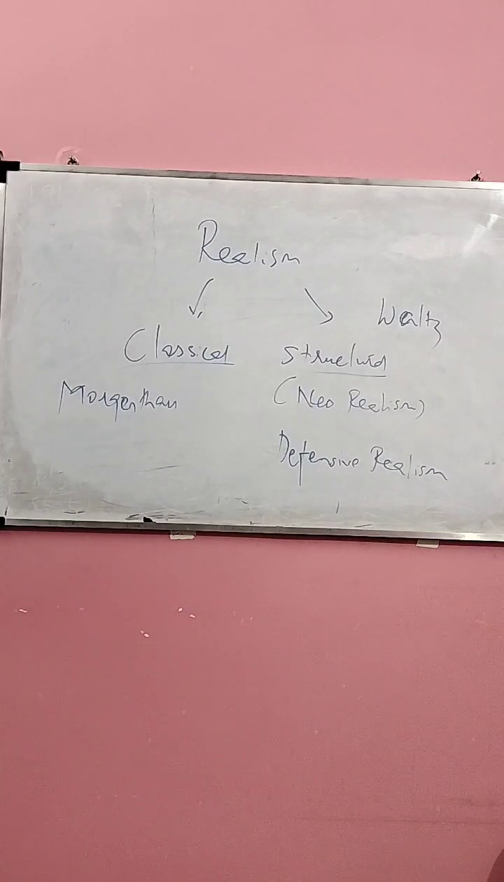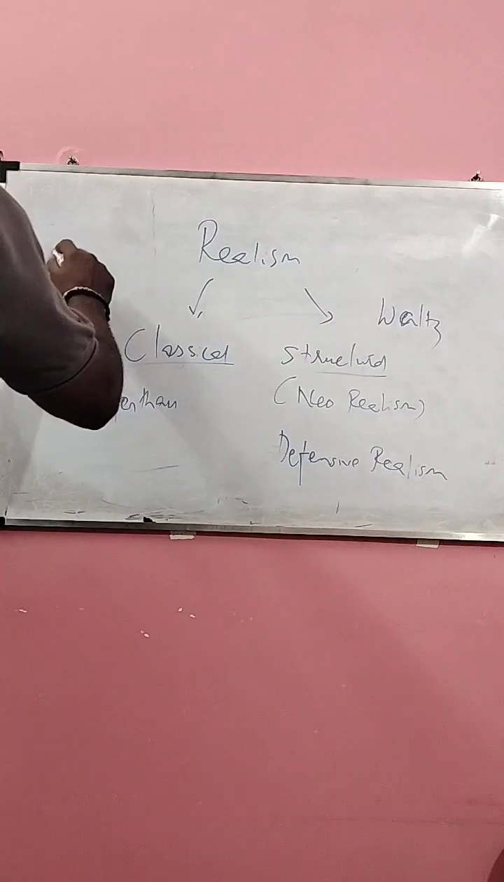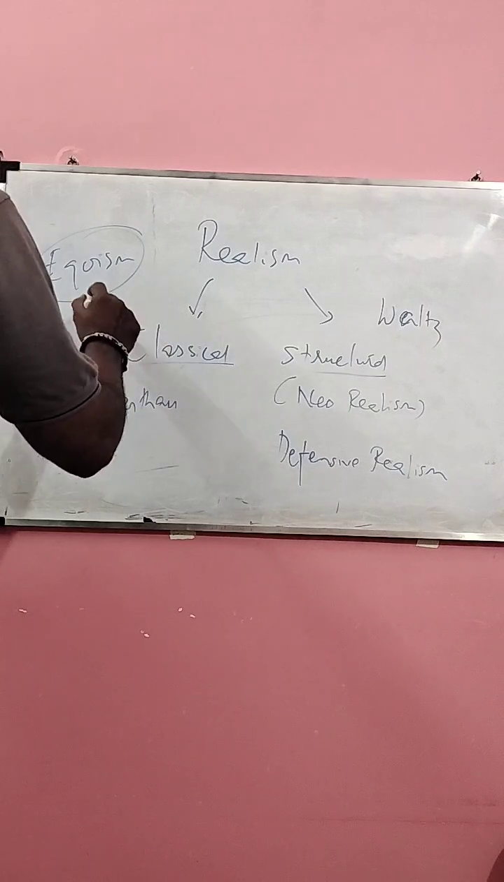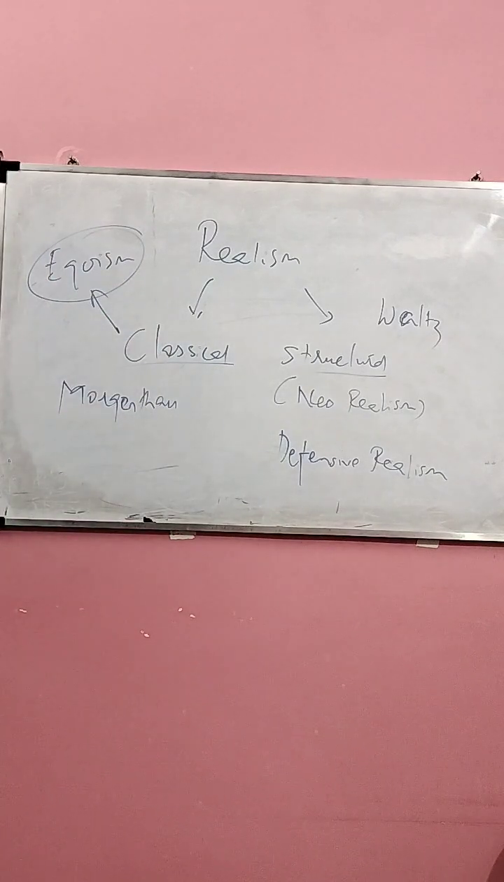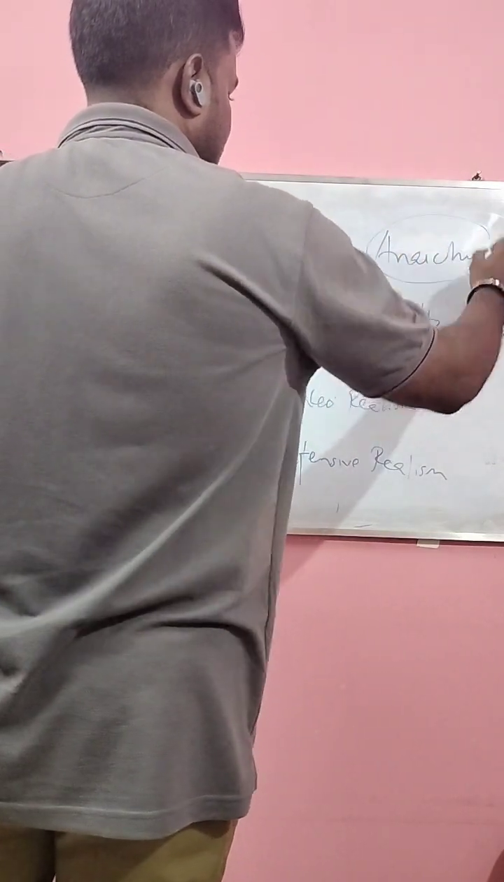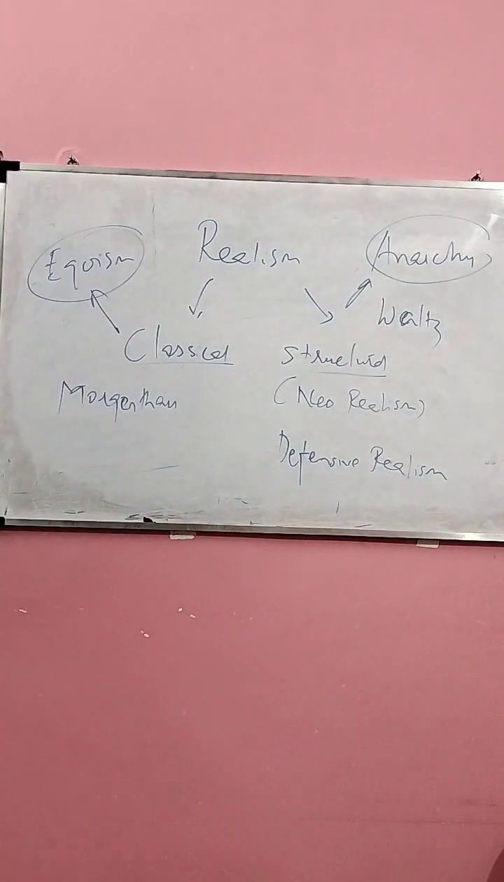Okay, we will now look into the classical school first. Classical realism goes by the basic assumption of realism, but it gives more importance to egoism. We studied two aspects in realism, is it not? First was egoism. Classical realism gives importance to egoism. Structural realism gives importance to anarchy. Right? There is a difference between the two schools of thought within realism.